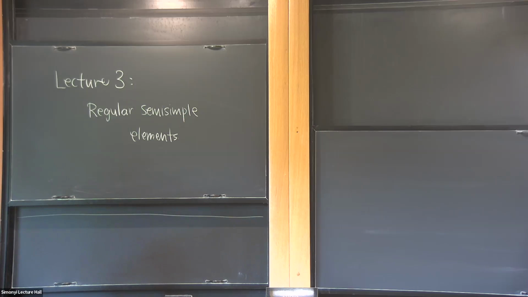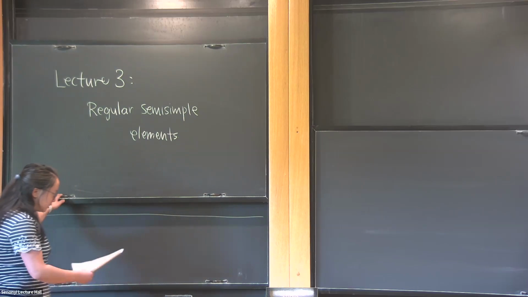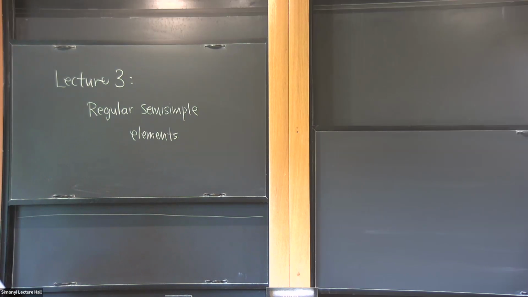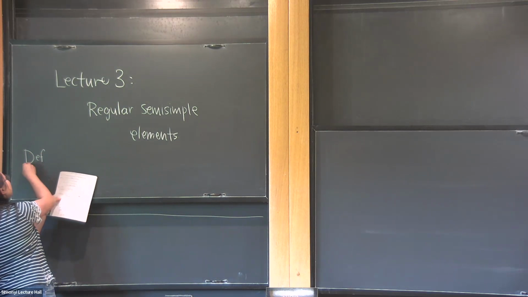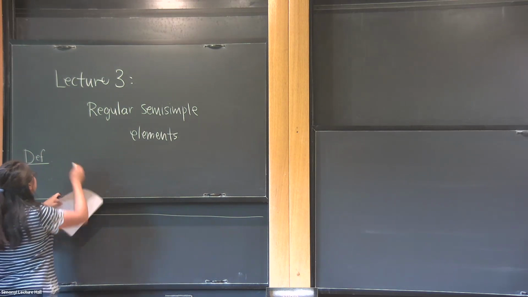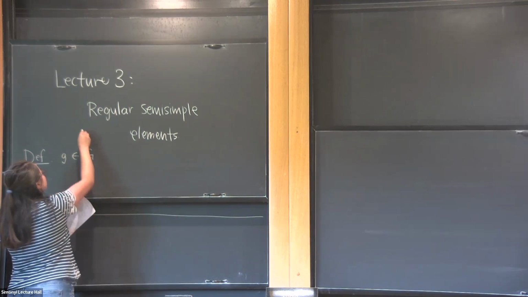So today is lecture 3, and today's title is regular semisimple elements. So we've actually already seen regular semisimple elements. Let me tell you the definition, and then you'll recognize that we've seen it. So an element in G.